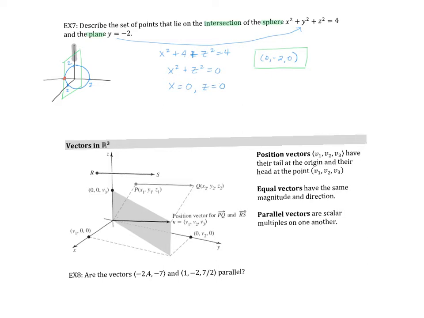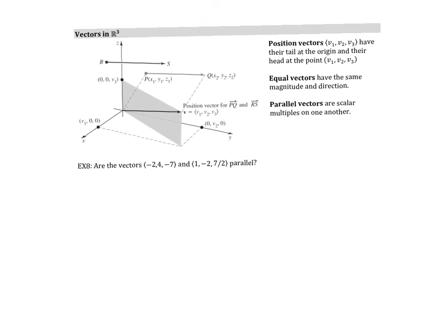So let's go ahead and move on from points and planes and spheres, and we'll start talking about vectors. Now, vectors in R3, so remember that notation, is just 3-dimensional space. The R just means real numbers.